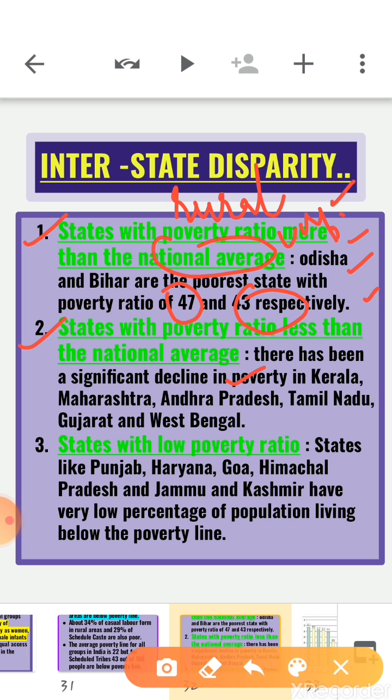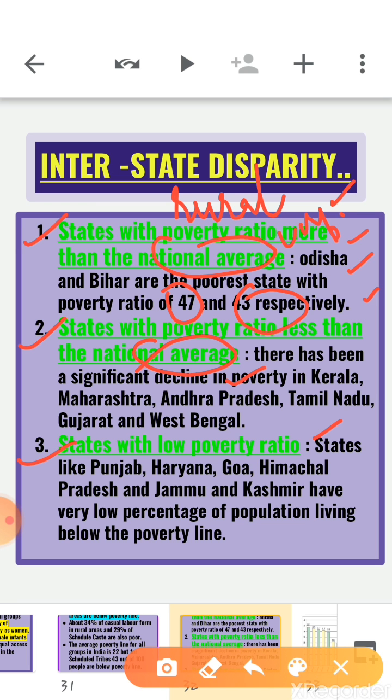Now, the second is states with poverty ratio less than the national average. Recent studies show that in 20 states and union territories, the poverty ratio is less than the national average. There has been a significant decline in poverty ratio in Kerala, Maharashtra, Andhra Pradesh, Tamil Nadu, Gujarat, and West Bengal.